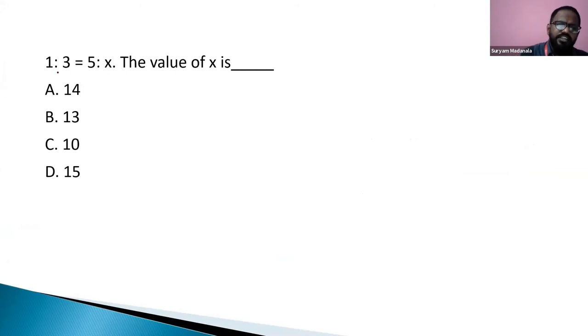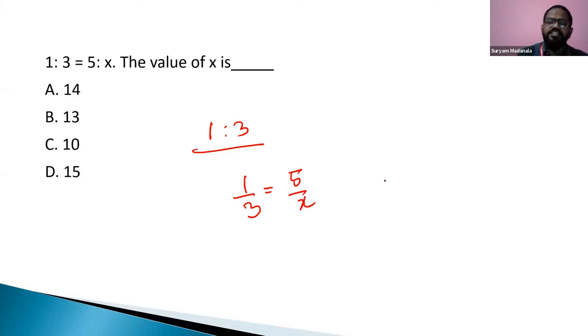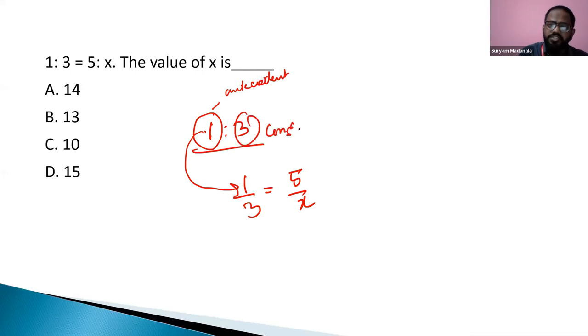Here they say a ratio 1:3. You all know 1:3 can be written as 1/3, which equals 5/x. This is how we write the ratio. The antecedent goes in the numerator, and this is the consequent. I do not want to pull you into more technical terms of mathematics, so let us keep it very simple. The first term goes in the numerator, the second term goes in the denominator.